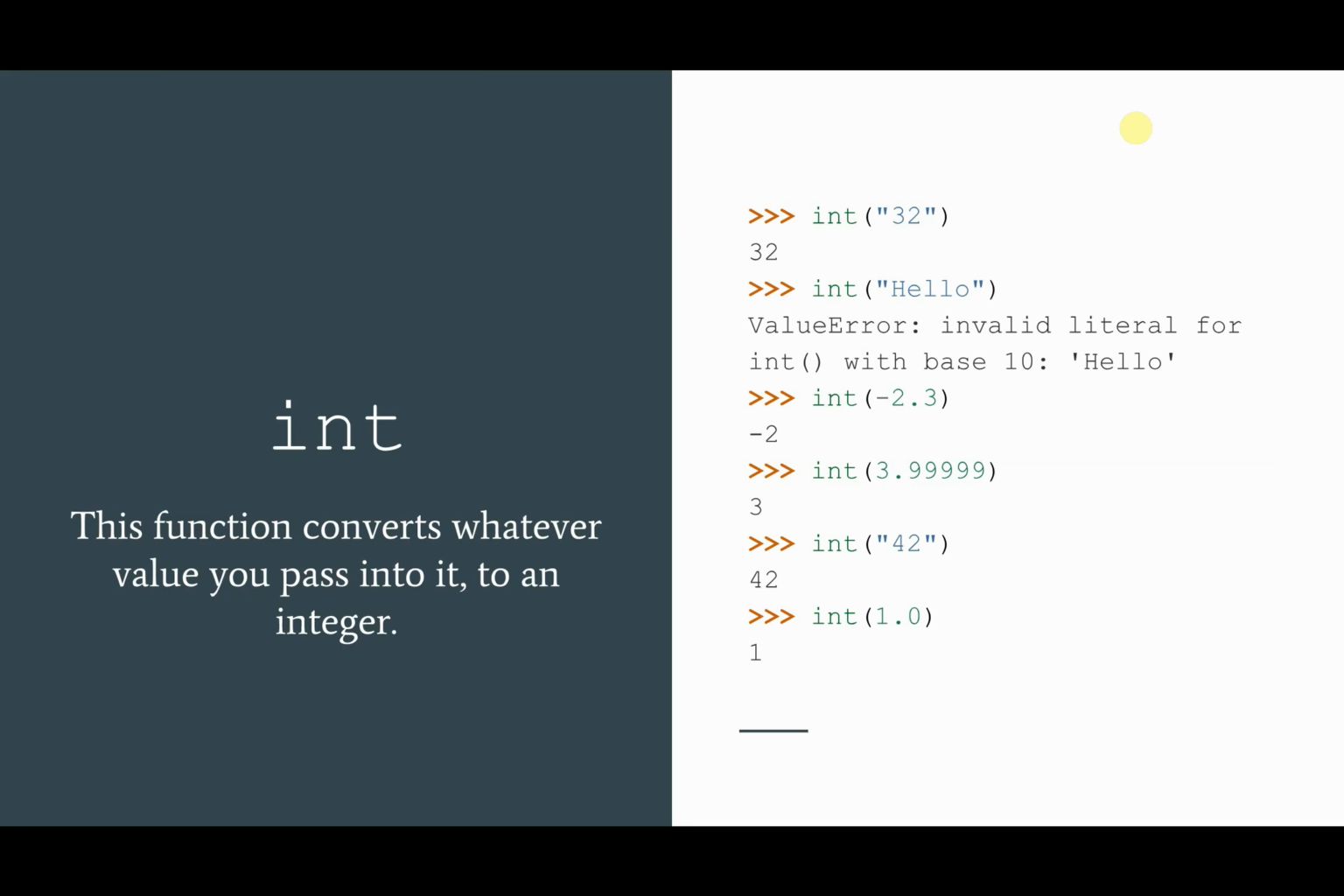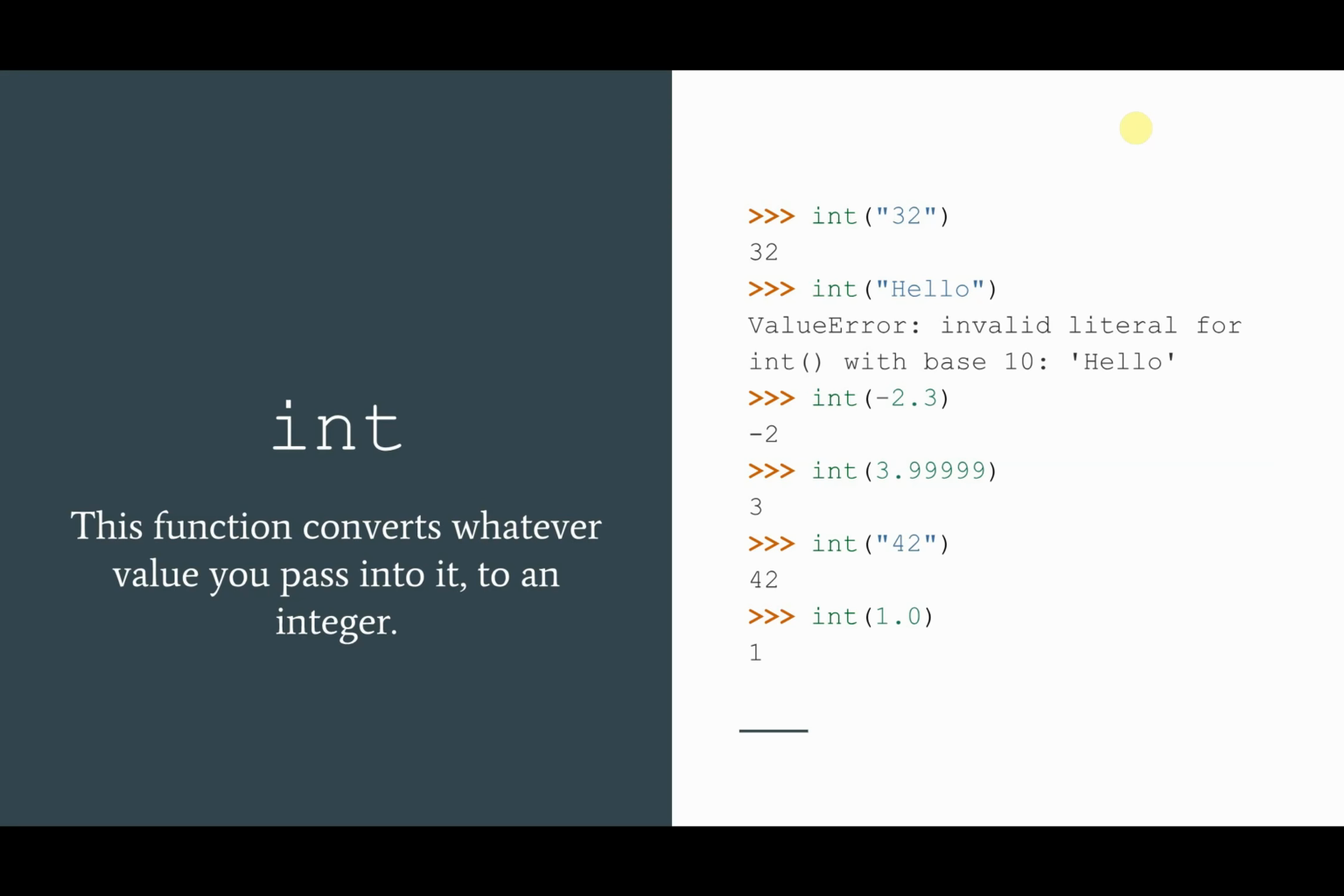In the next example, however, we pass in the string hello. Now we're going to get a value error back because it's an invalid literal for int with base 10. Basically Python can't find a number in this string, so it's going to return an error. Negative 2.3 returns negative 2.